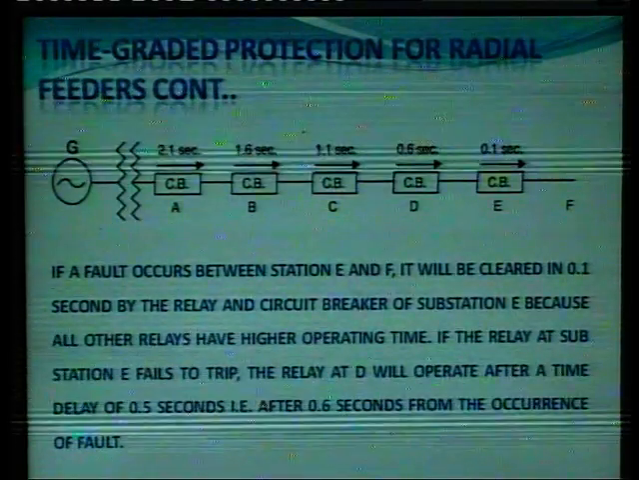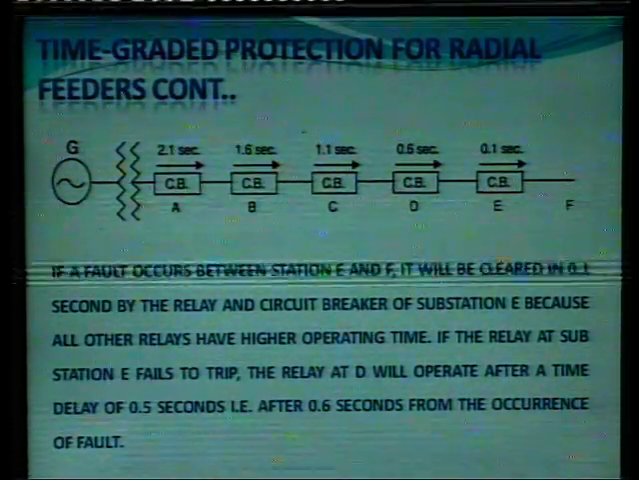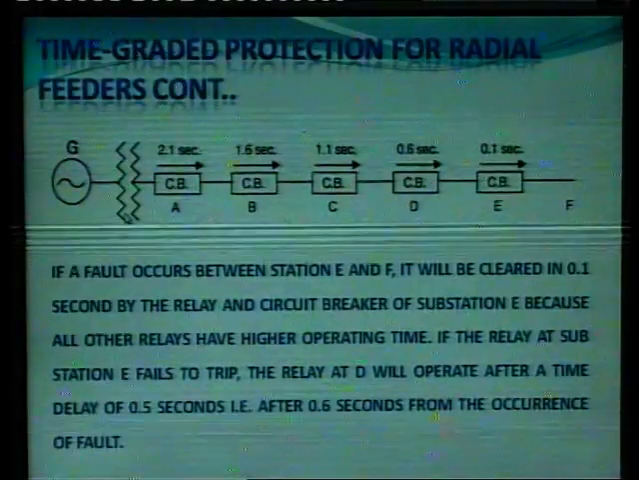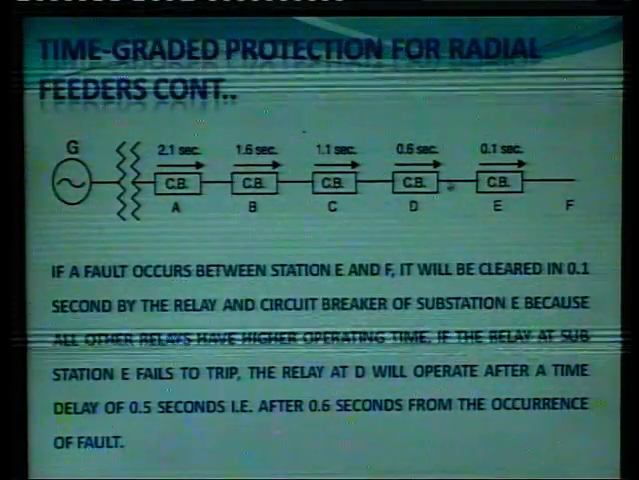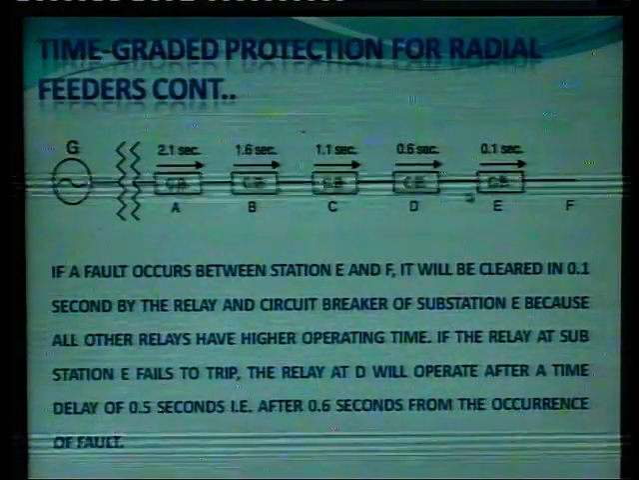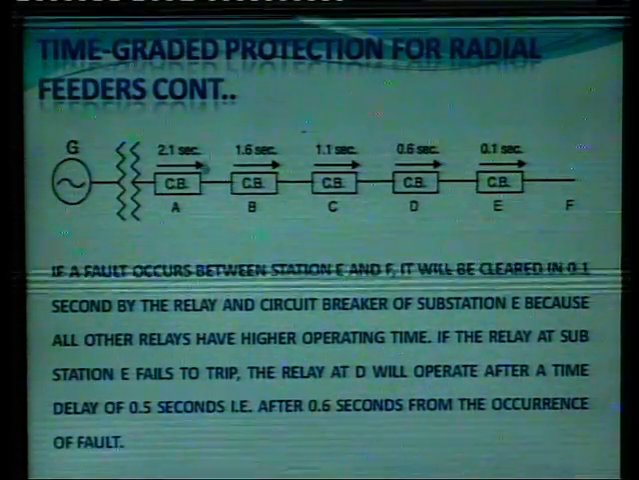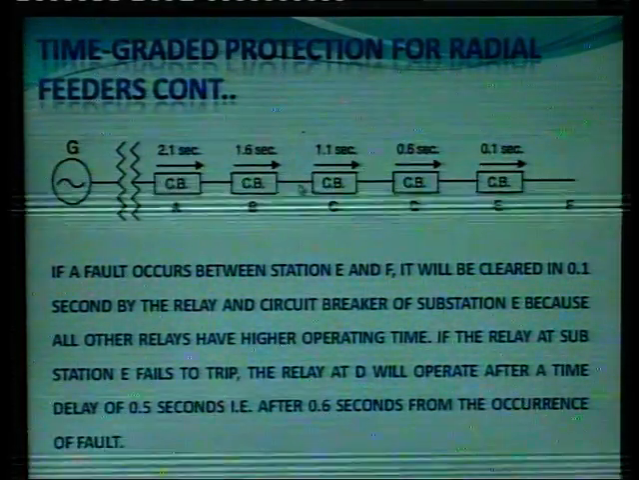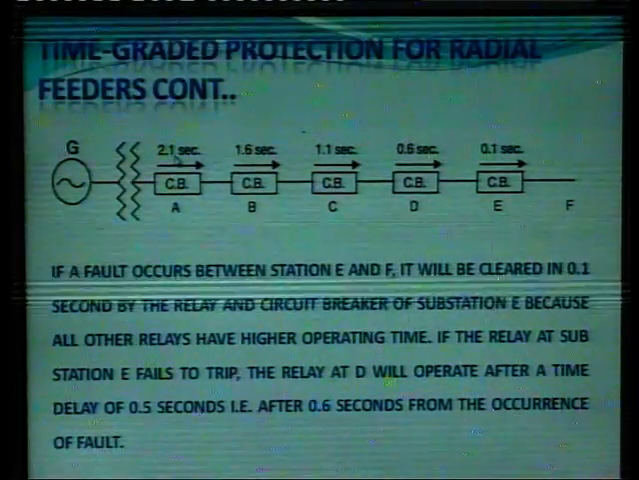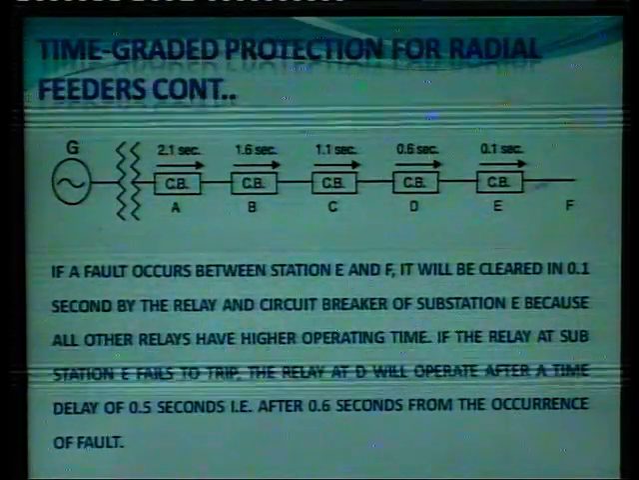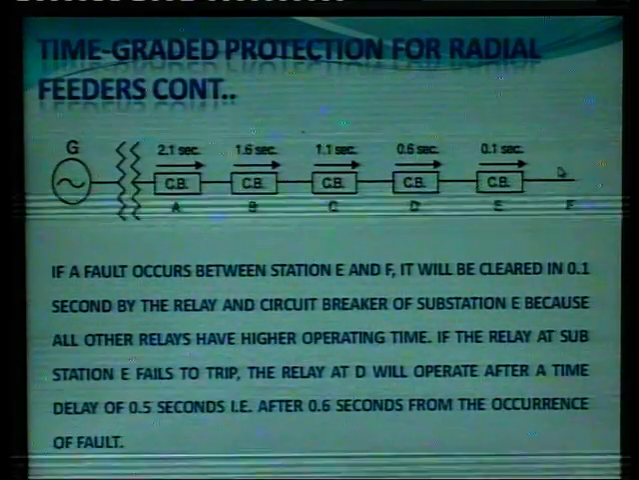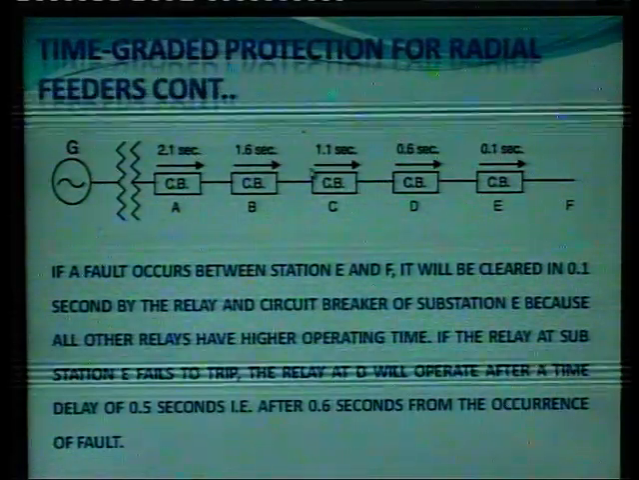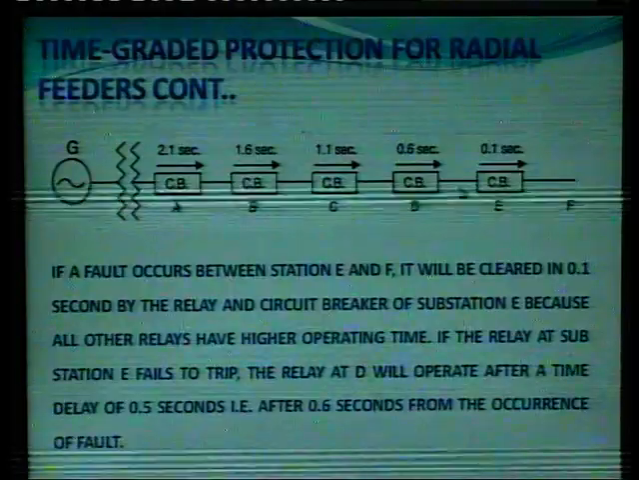Now, this is the example of time graded protection for the radial feeder. This is the generating station, this is a transformer. These are the different circuit breakers on the feeder. We have set a proper tripping time for each circuit breaker, and this time decreases from the generating station to the remote substation. So, this is 2.1, after that 1.6, 1.1, 0.6 and 0.1.